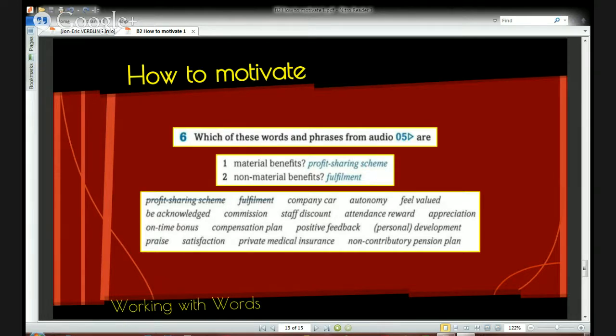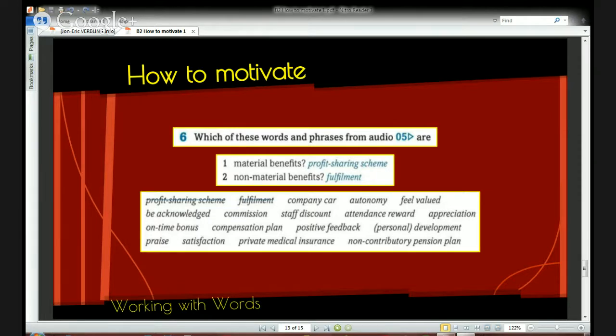So, profit sharing's been done, fulfillment's been done. Abraham, sorry. The next one is company car. What's that? It's a material benefit. Of course, it's a material thing, so it's a material benefit. Let's go around the room from right to left. On my screen, it's Abraham, Ahmed, Hussein, and Yuki.